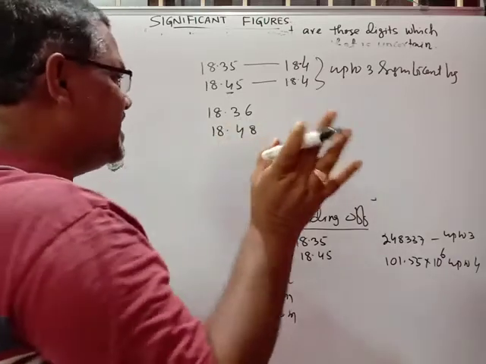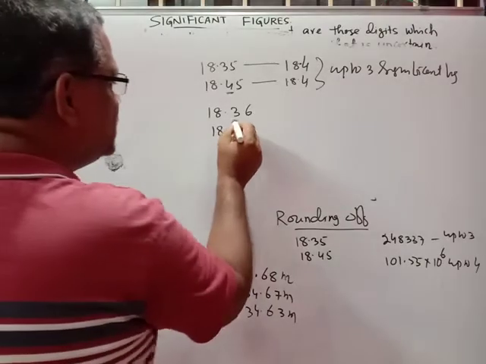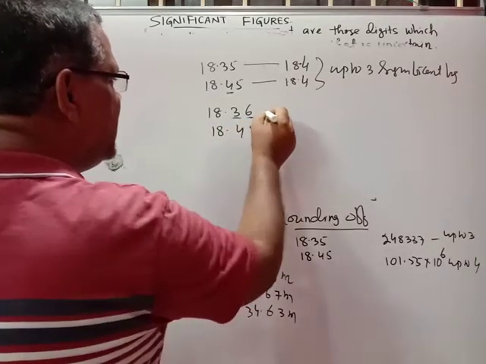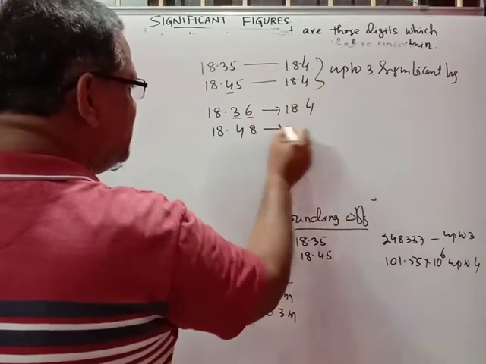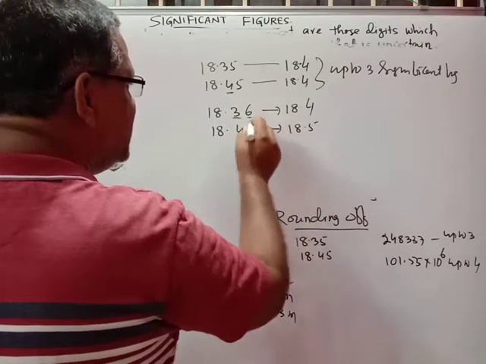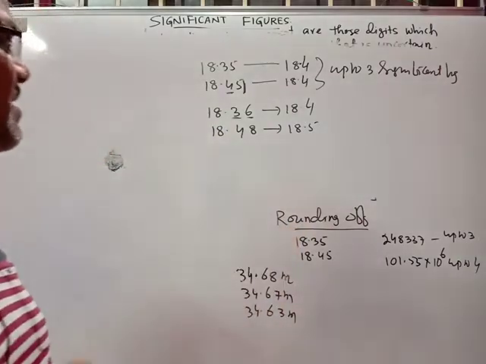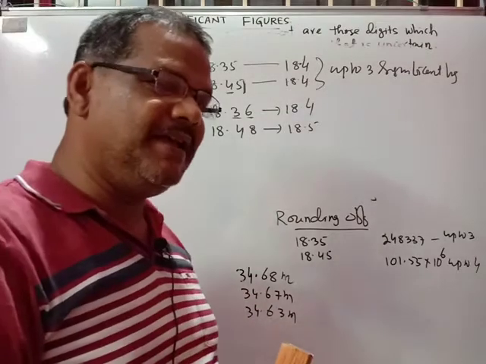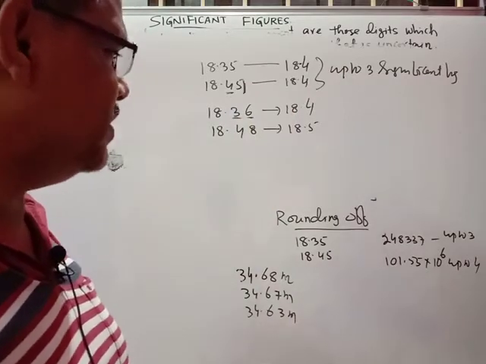Your target is to round it off up to three significant figures. After the 3 you are finding 6, which is more than 5. So, no doubt, it will be rounded up to 18.4, and in this case it will be rounded up to 18.5. If the 5 is coming, then you have to apply the odd-even rule. Before the 5, if it is odd, 1 will be added, and if you find the even, it will stay the same, with no increment of plus 1.